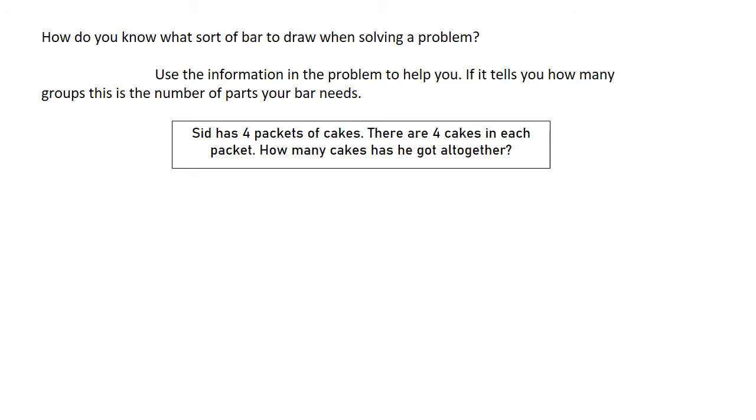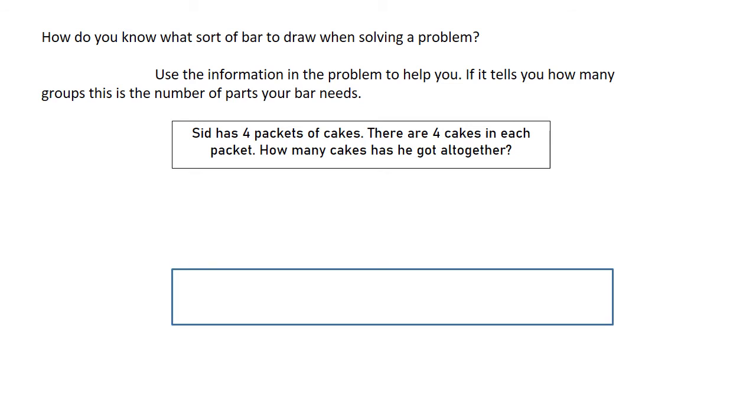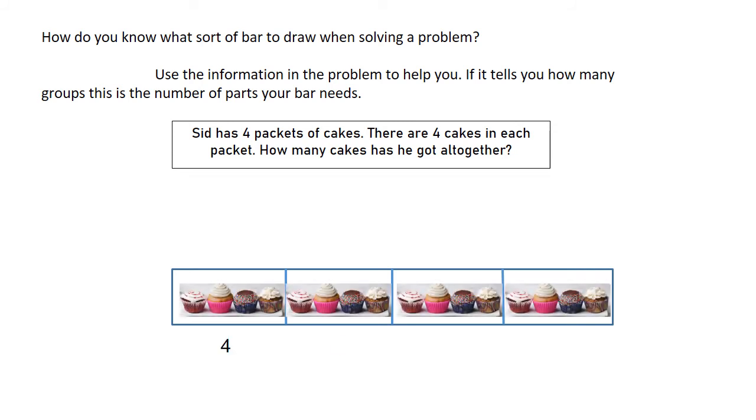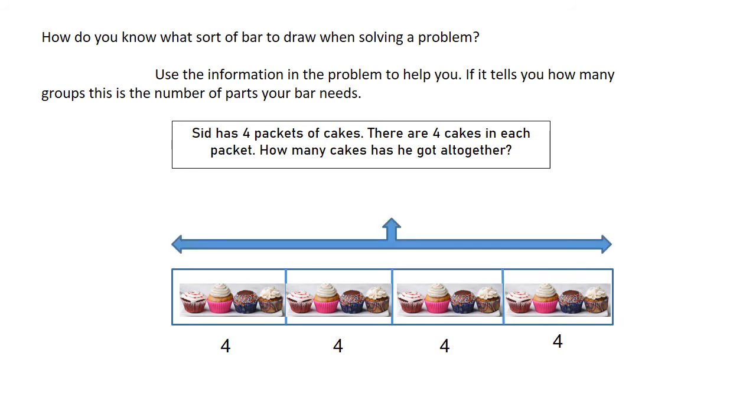So we start by drawing a bar. Here's my bar. I've got to do 4 packets of cakes, so 4 groups. 2, 3, there we go. 4 sections to my bar. And in each one there should be 4 cakes. So 4 cakes in each one. And we're trying to find out how many he's got all together. So I could add them up. 4 add 4 add 4 add 4, or 4 times 4 is 16. There we go.